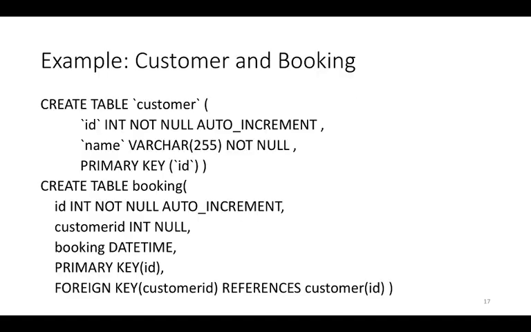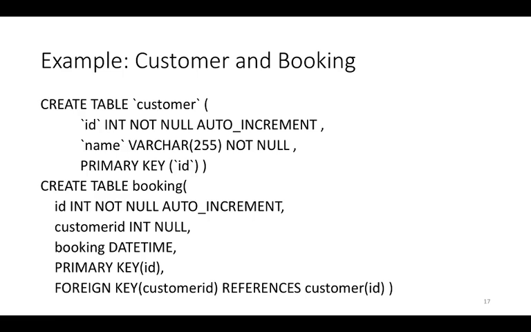So this was our example. Let's think about this. We have a customer and a booking schema here. We have a customer table, ID and name, primary key, and then we have a booking table: an ID integer, a booking date time, and critically a customer ID, which is a foreign key. So the customer ID references customer ID.